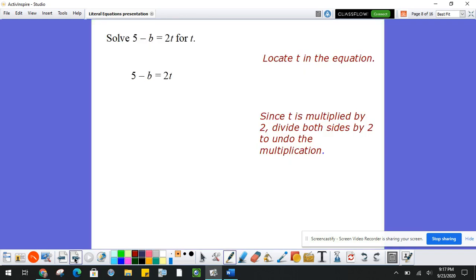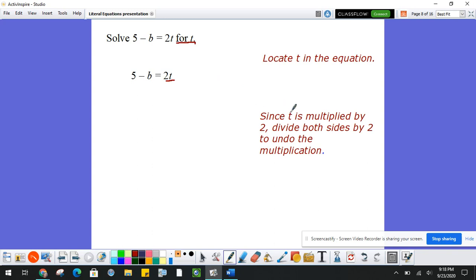Here's your third example. In your third example, it says solve 5 minus b equals 2t for t. Remember, this part tells me which variable I'm trying to isolate. So step one, locate t in the equation. So here it is right here this time. It's on the right side of the equal sign. So there's my t. Step two, ask yourself what's happening to t? What operation? Well, I can see this means 2 times t.